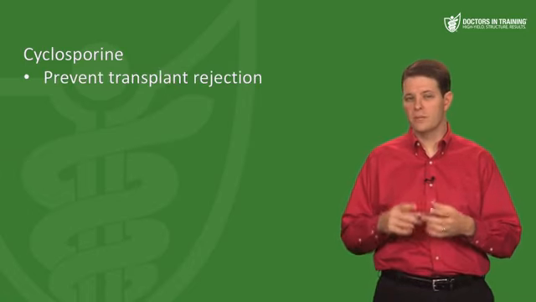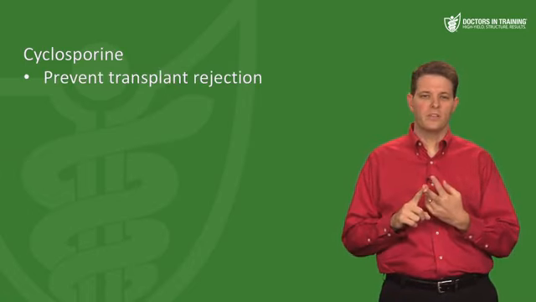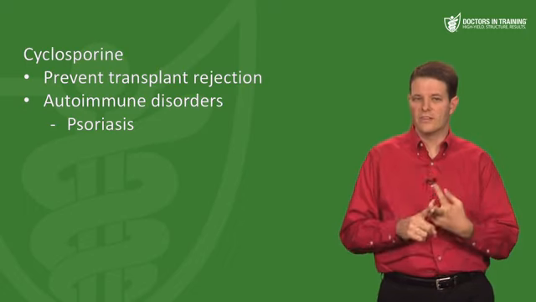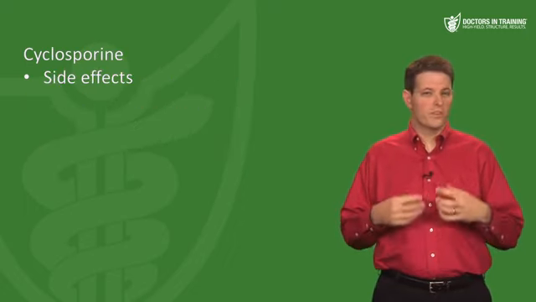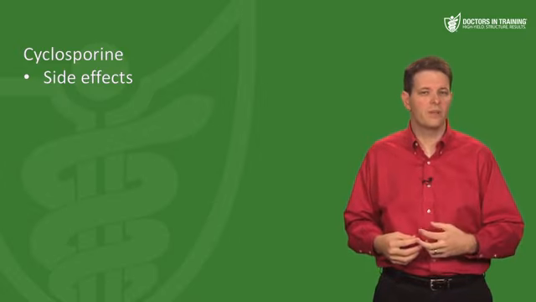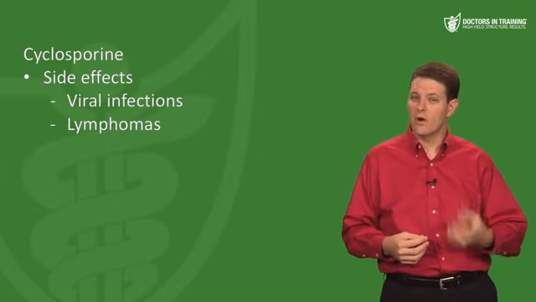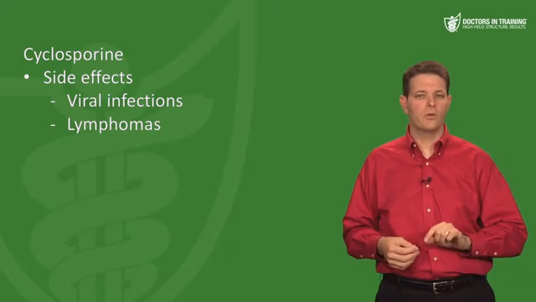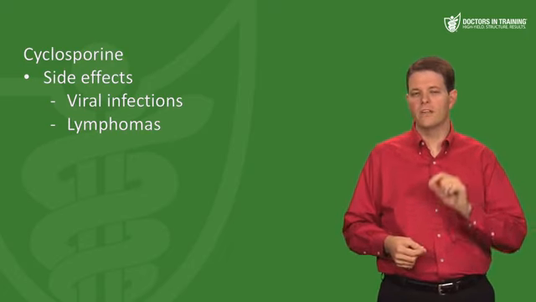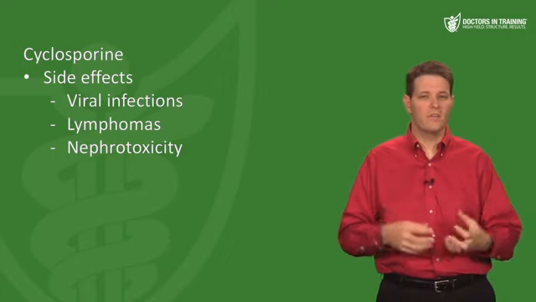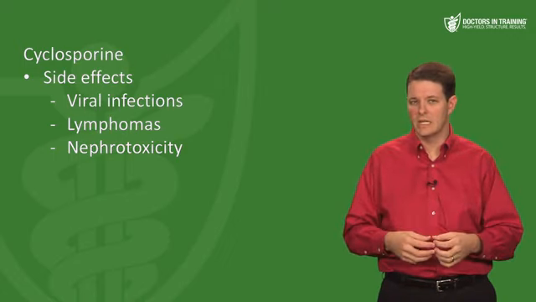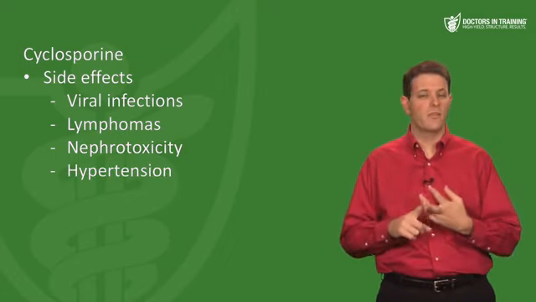Now, when is cyclosporin used? Well, it's used to prevent transplant rejection. It's also used to treat certain autoimmune disorders like psoriasis or severe rheumatoid arthritis. Then for side effects, when you suppress cellular immunity, that's going to predispose to viral infections and lymphomas. But the unique thing I want you to remember is that cyclosporin can cause nephrotoxicity. Cyclosporin causes vasoconstriction of the afferent and efferent arterioles in the kidney, and that leads to hypertension and nephrotoxicity as side effects.